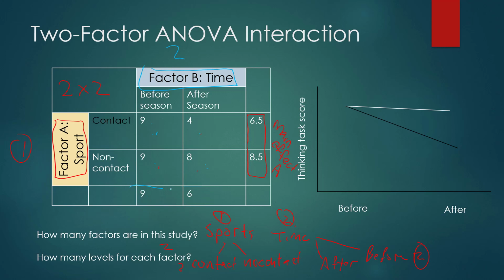And what we see is before the season, conceptual thinking scores were higher than after the season. So regardless of the type of sport, we see a decrease in conceptual thinking scores after the season. Now, that doesn't really necessarily make any logical sense. Why would conceptual thinking scores decrease? Unless the sport had something to do with it. So here, this would be where we look for our main effect of B. So now we want to look and see, is there an interaction?